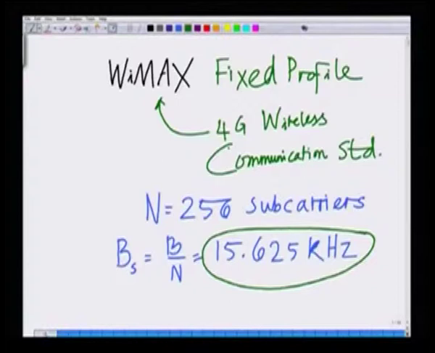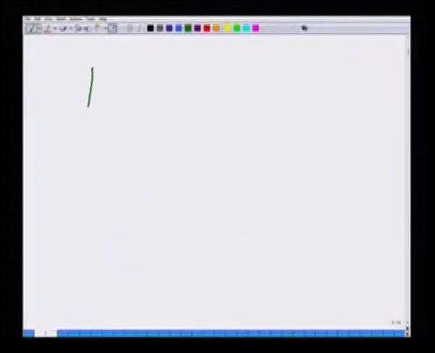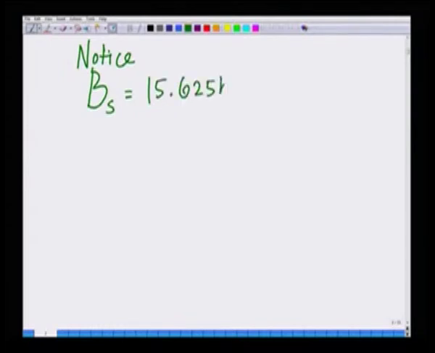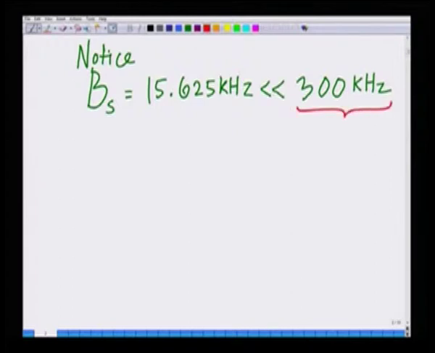Okay, so we notice that Bs equals 15.625 kilohertz, which is much smaller than the coherence bandwidth, which is approximately around 200 to 300 kilohertz. Hence we can safely say that in this fixed profile each subcarrier experiences frequency flat fading.